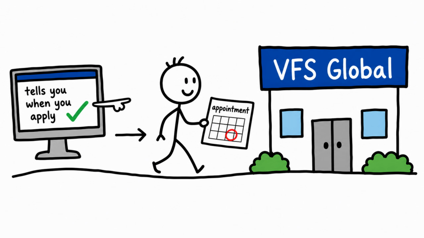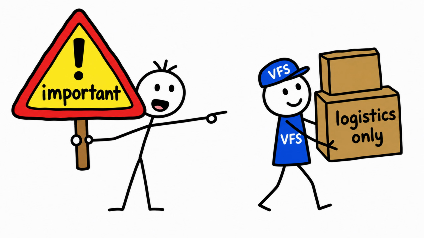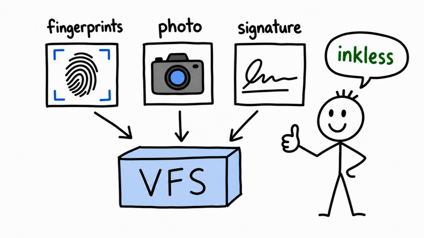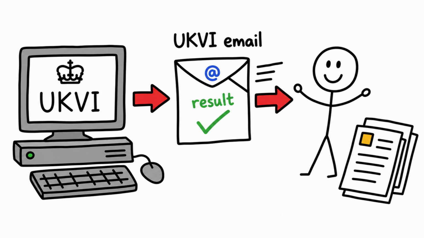If you do need to go in person, the appointment will be at a VFS Global Center. VFS is the company that the Home Office uses to run UK visa centers around the world. And there's one really important thing I want you to understand about them. VFS only handles the logistics. They take your fingerprints, your photo, and your signature. It's a quick, inkless scan. And then they forward your file on. They do not decide your visa. That decision is made entirely by UK Visas and Immigration, and it's UKVI who email you the result.